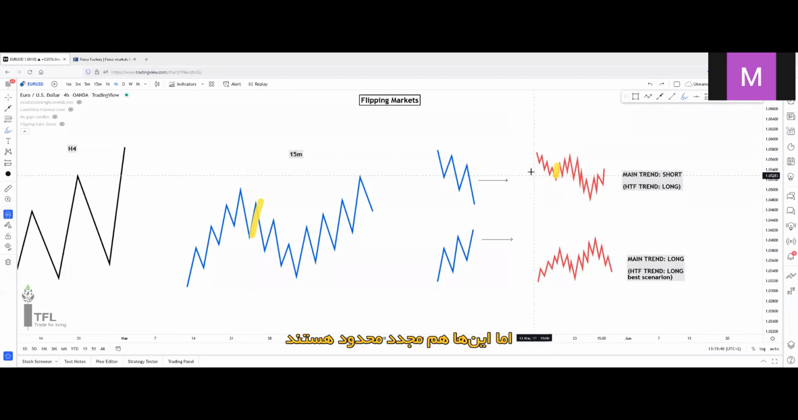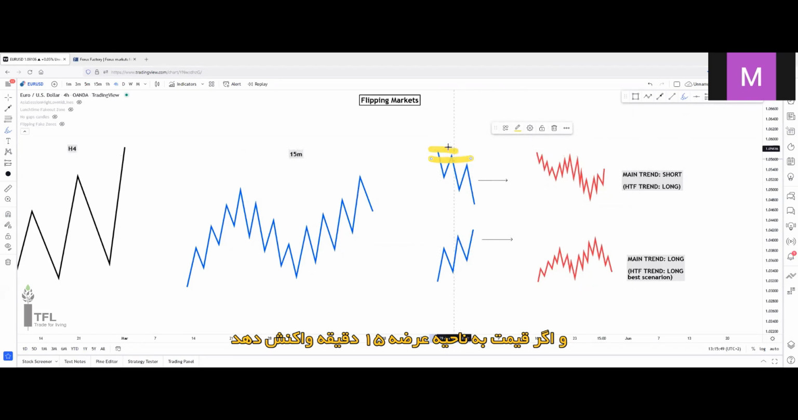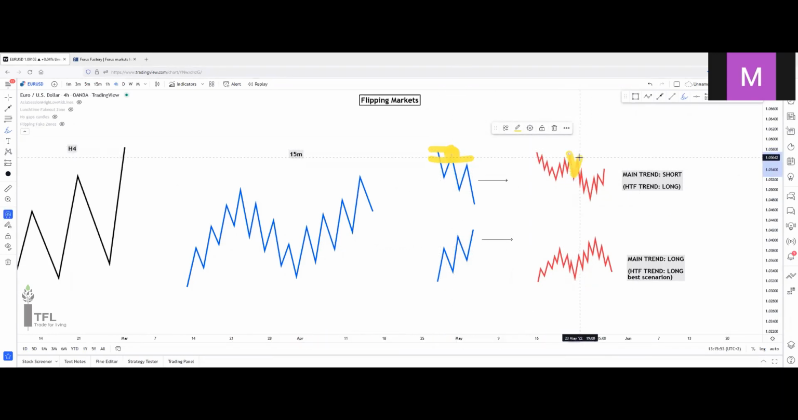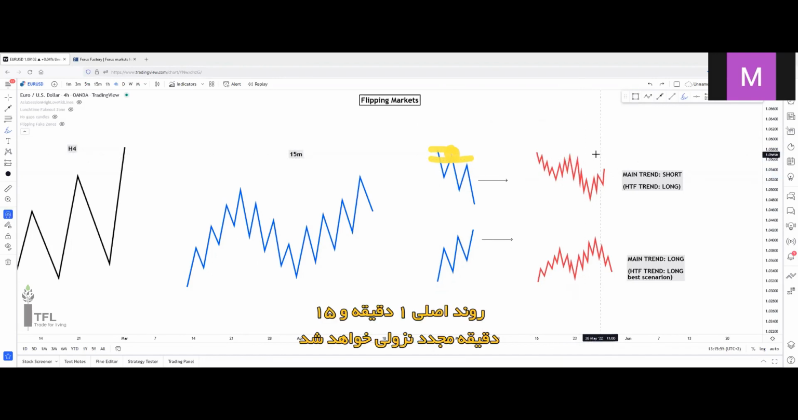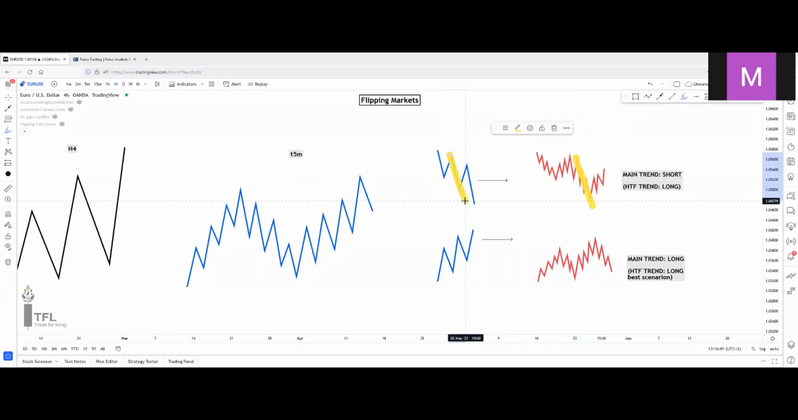But these are limited again, because price will react on a supply zone, because it's following a 15-minute trend, the 15-minute main trend, right? And if price reacts on that 15-minute supply zone, the trend will change to the main trend again. It will create a change of character, and the main trend will be bearish, short, again on the 1 minute chart and on the 15-minute chart, right?